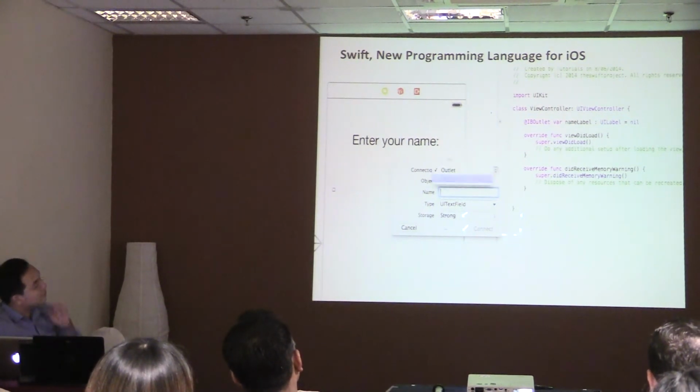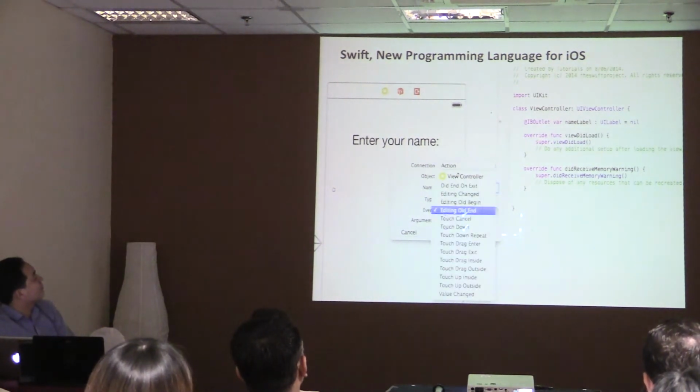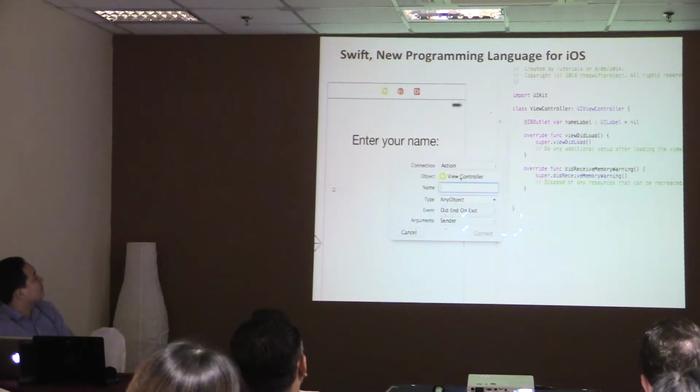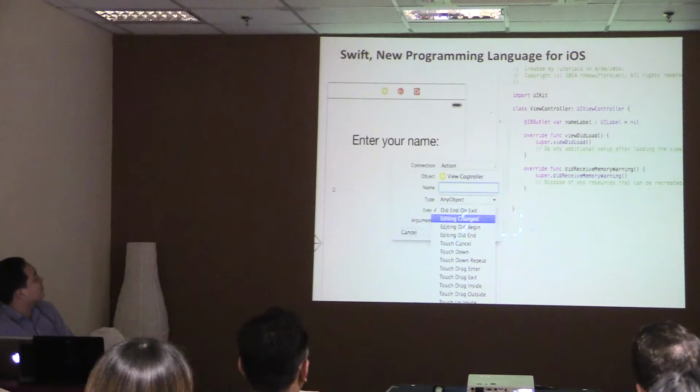Now, instead of creating an outlet, we're going to create an action. The action is triggered when, for example, the user touches down, but we don't want it to be when the user touches the text field. We want it to be Did End On Exit, which is called when the user presses the return key. And what I mean by when it's called is this action will be triggered when the user presses the return key, which is Did End On Exit.